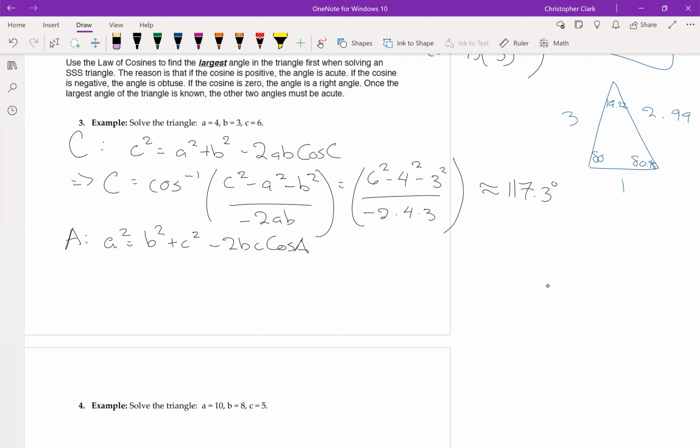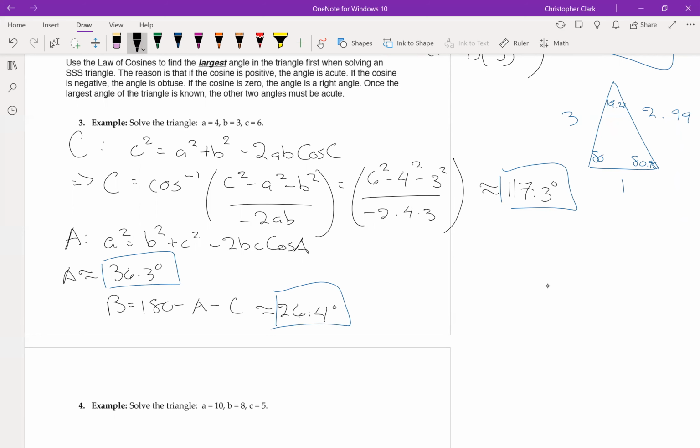36.3 degrees. And in that case, you then have B is 180 minus A minus C, and this turns out to be about 26.4. So that is how you would solve for all three of these angles. So we'll do another example down here.